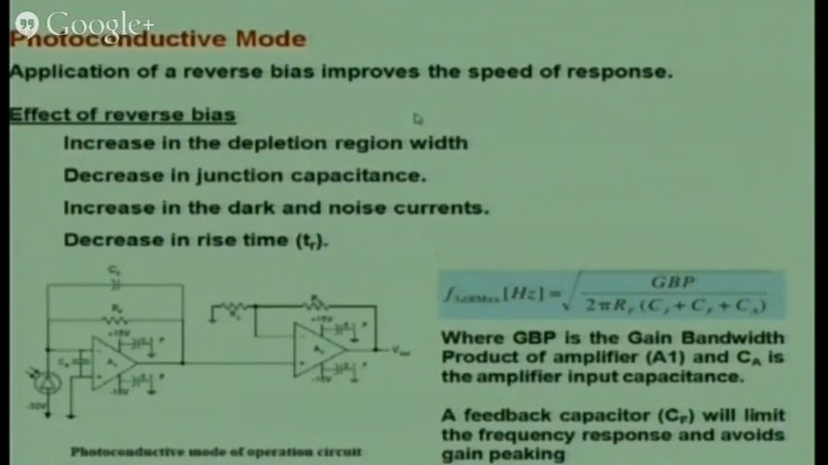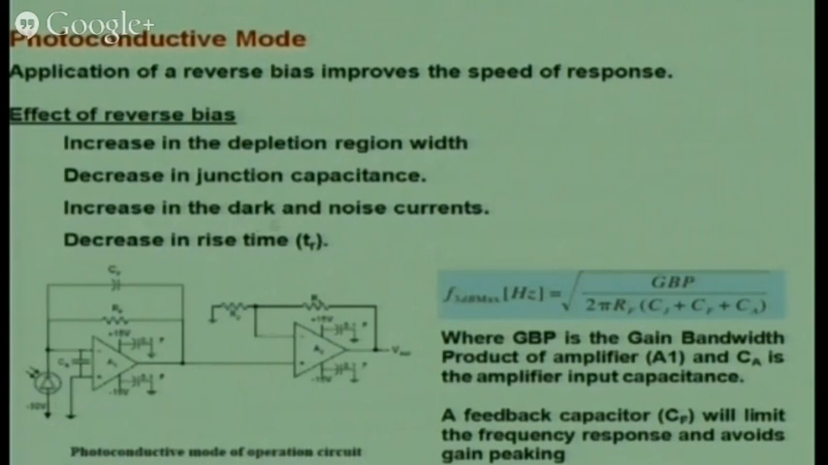Another area is photoconductive mode, wherein I can use a reverse bias. When I use a reverse bias, that means my depletion width increases, my capacitance decreases, and I can operate at a much higher frequency range, isn't it? So there is an increase in depletion region, a decrease in junction capacitance, and an increase in dark current.